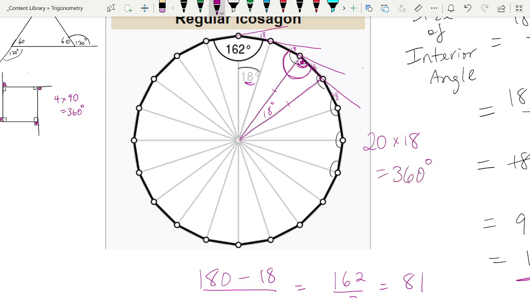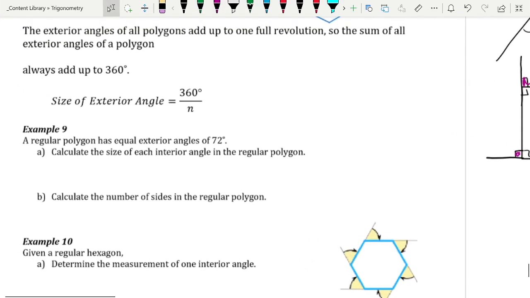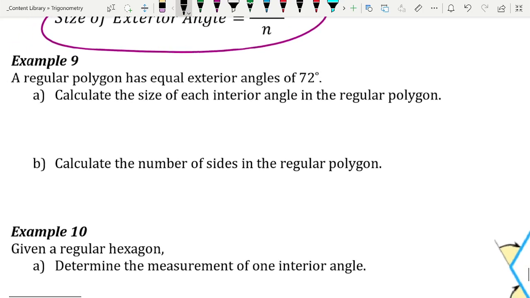I think we have a rule. For any regular shape, they always add up to 360 if you added up all the exterior angles. So if I want to figure out an exterior angle, I just take 360 and divide by the number of sides. So there's our third formula today: size of an exterior angle is 360 divided by n. Let's use it to do a couple of examples, and then you can try doing the work yourself.